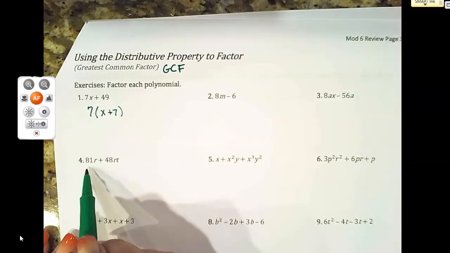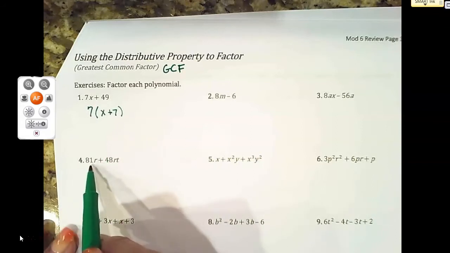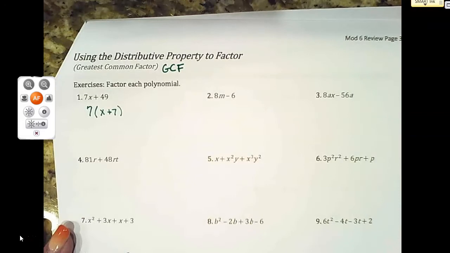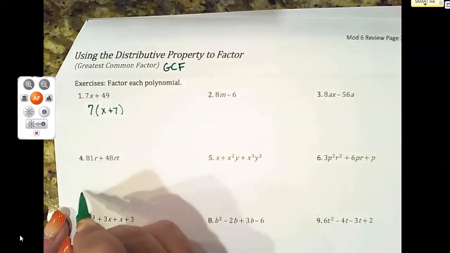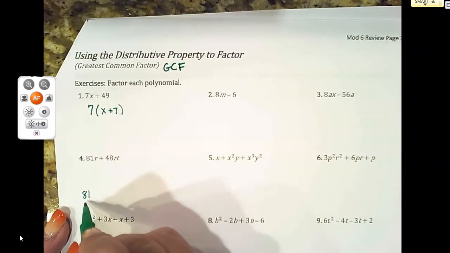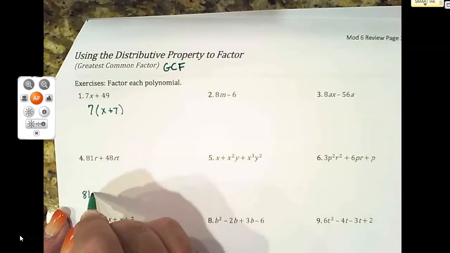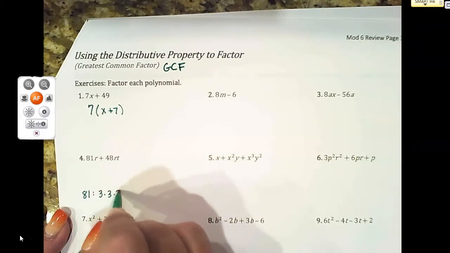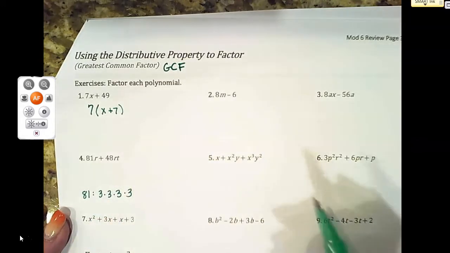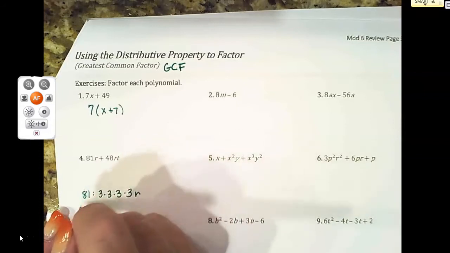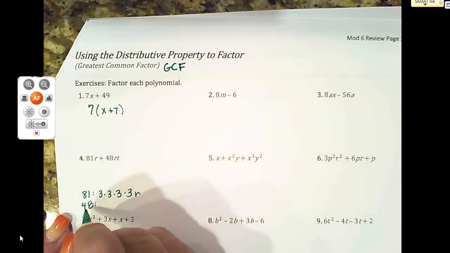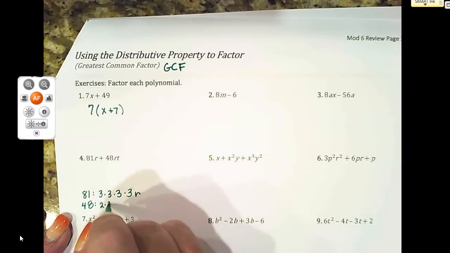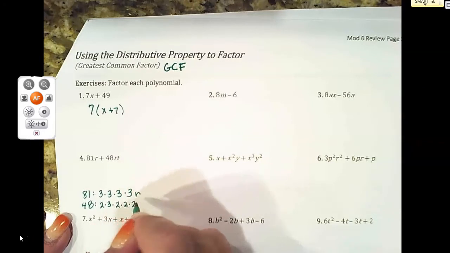So here, number 4, the biggest thing that goes into 81R and 48RT, well, I might have a little trouble with those numbers, and so I might do a prime factorization. 81 is 9 times 9, and each one of those 9s is a 3. So 81 is actually 3 to the 4th power, and then there's an R, 48RT. So when I prime factor, if I do a factor tree on 48, it's 6 times 8, and then 6 is 2 times 3, and 8 is 2 times 2 times 2, and there's an RT.